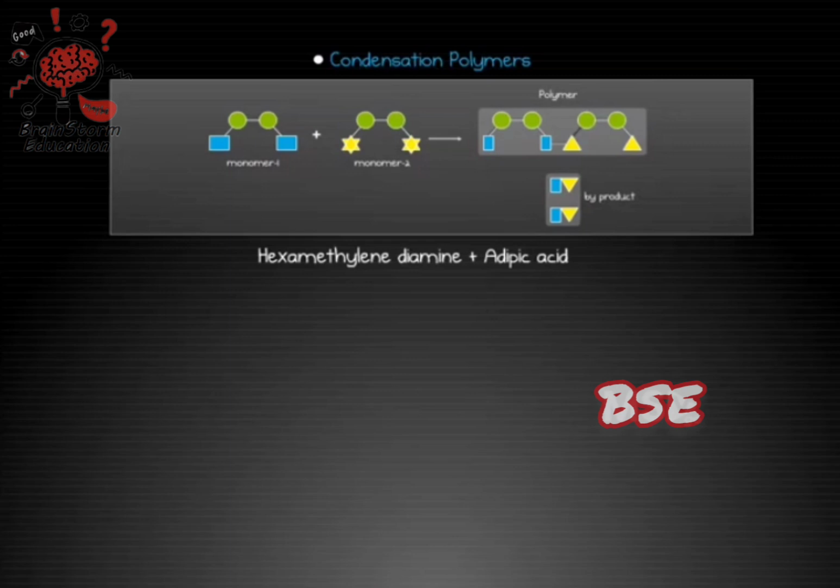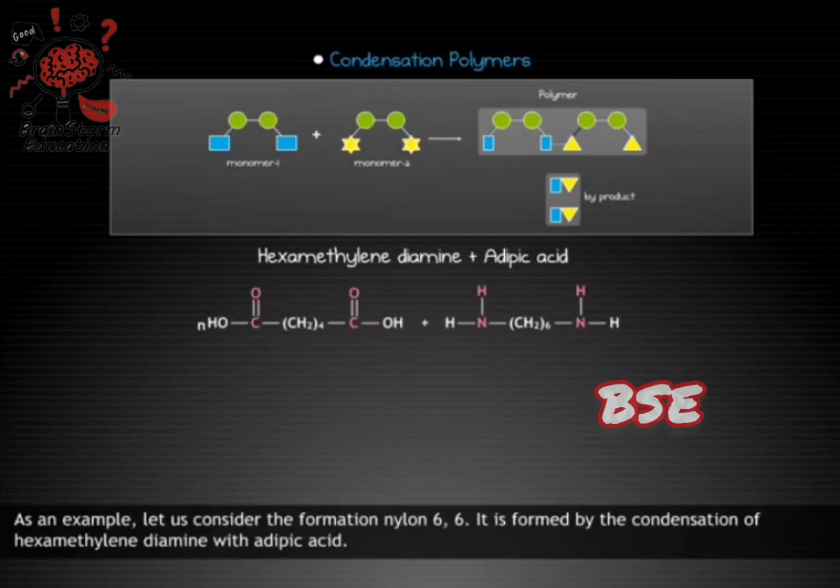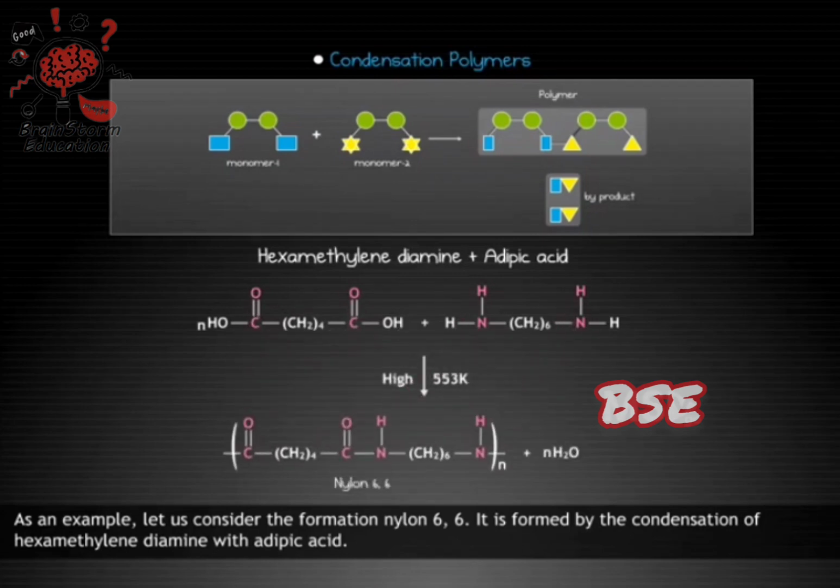Hexamethylene diamine with adipic acid. As an example, let us consider the formation of nylon 6,6. It is formed by the condensation of hexamethylene diamine with adipic acid.